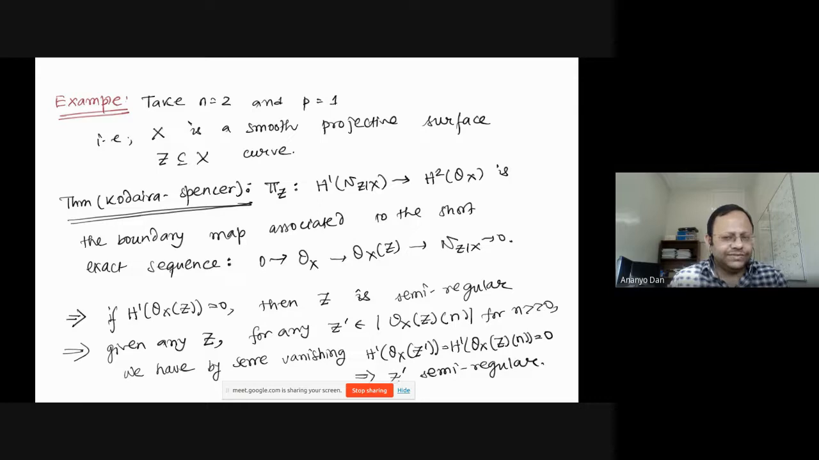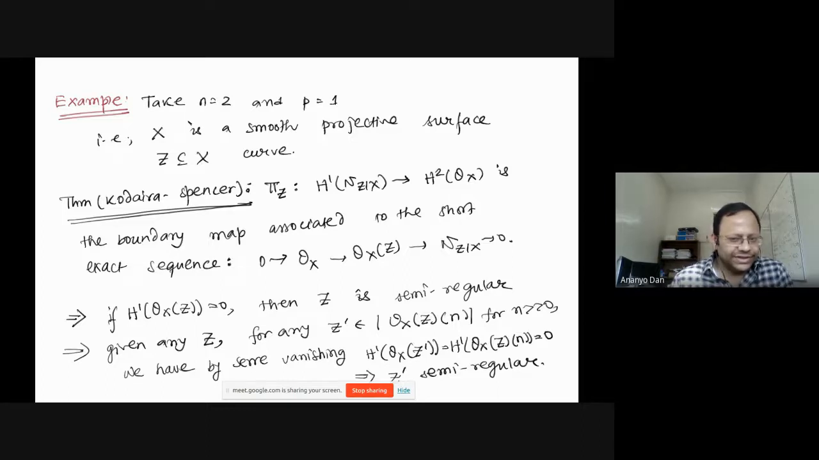Now, if you simply tensor this short exact sequence with O_Z, you will get this short exact sequence. And if you now look at the long exact sequence associated to this one, you will get a map from H1 of N_{Z/X} to H2 of O_X. And the term before the H1 of N_{Z/X} is H1 of O_Z. So this means that if H1 of O_Z vanishes, then Z is semi-regular. But this is very strong.